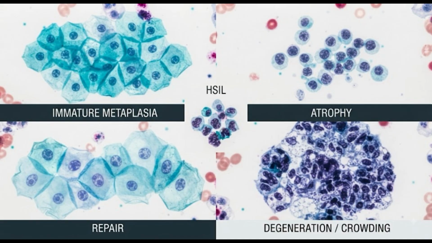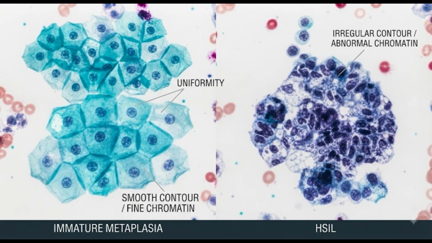The major benign mimics include immature squamous metaplasia, atrophy, reactive or reparative change, degeneration, and hyperchromatic crowded groups. Immature squamous metaplasia is particularly important because these cells naturally have relatively high NC and may occur in cohesive groups. A benign interpretation is favored by cellular uniformity, smooth nuclear contours, fine chromatin, and orderly cohesion. HSIL is favored by genuine nuclear membrane irregularity and abnormal chromatin within an abnormal high-grade population.